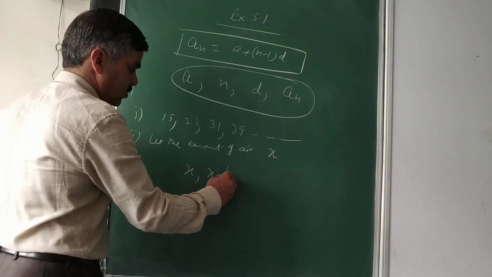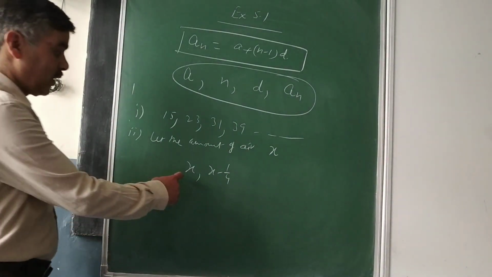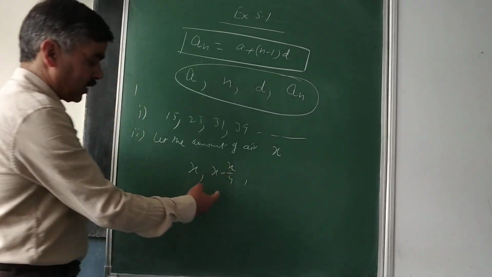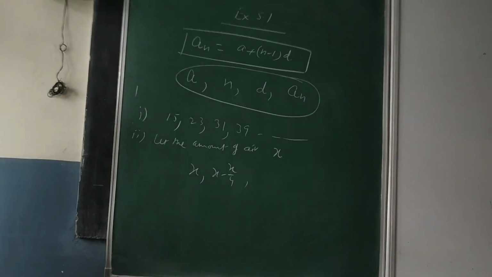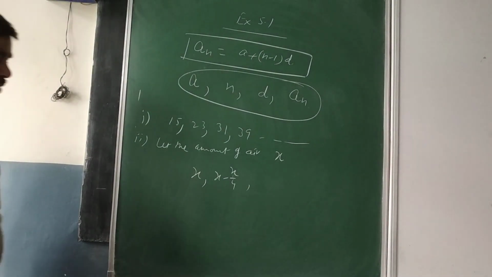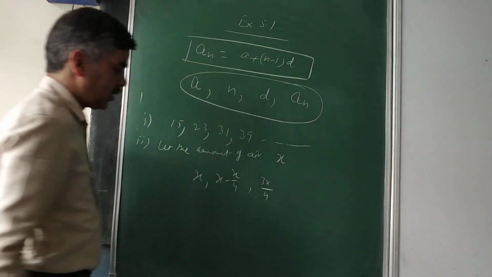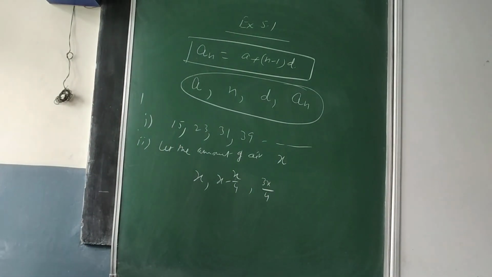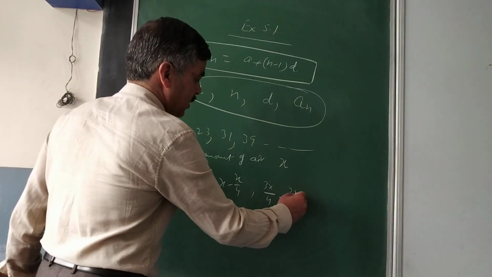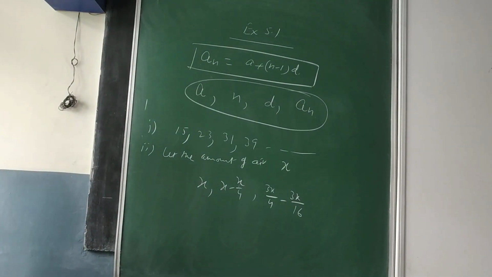Then 1/4 of x was removed, so x minus x by 4, not 1/4. The result is (4x minus x) upon 4, that is equal to 3x upon 4. Then what is left here will be 1/4 of 3x upon 4, so that will be equal to 3x upon 16, which you need to subtract.